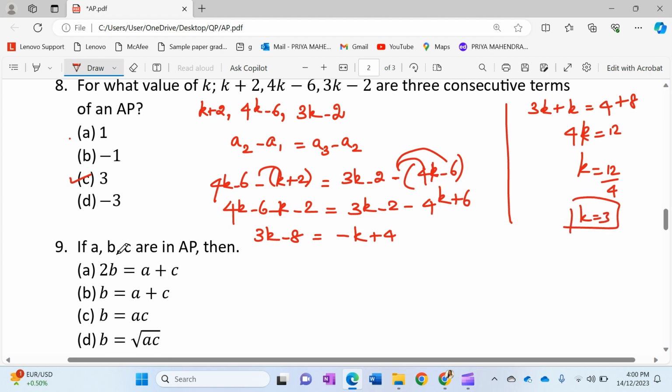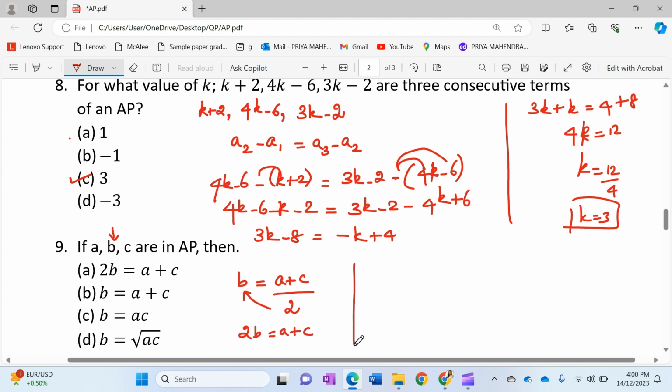Question number 9. If A, B, C are in arithmetic progression, then which of the following expressions are right? We should know, if the terms are in arithmetic progression, the middle term, that is B, will be the average of the first term and the third term. So if I take 2 to the other side, I will get 2b is equal to a plus c.